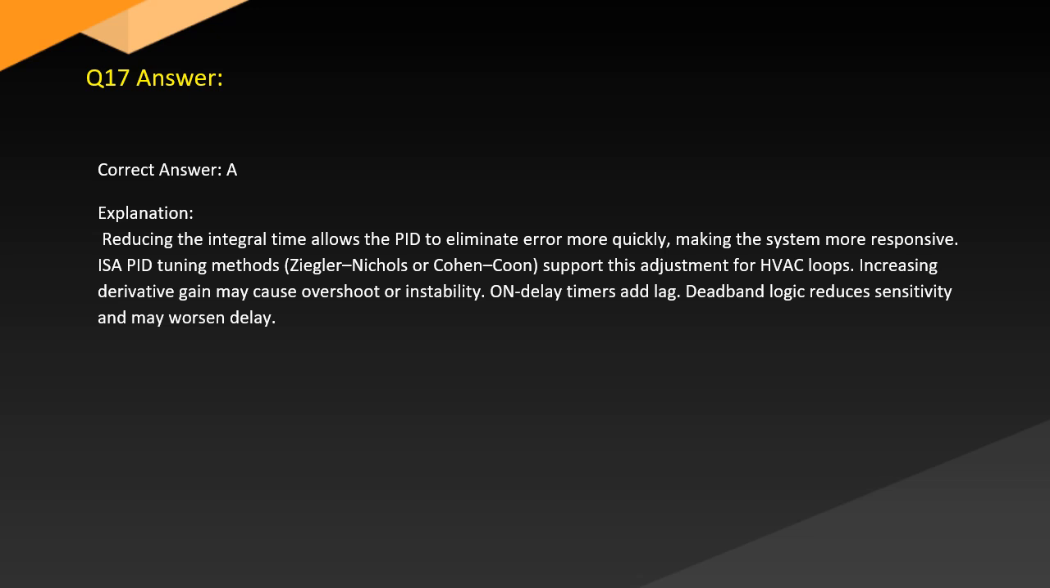Correct answer: A. Explanation: Reducing the integral time allows the PID to eliminate error more quickly, making the system more responsive. ISA PID tuning methods, Ziegler-Nichols or Cohen-Coon, support this adjustment for HVAC loops. Increasing derivative gain may cause overshoot or instability. On-delay timers add lag. Deadband logic reduces sensitivity and may worsen delay.